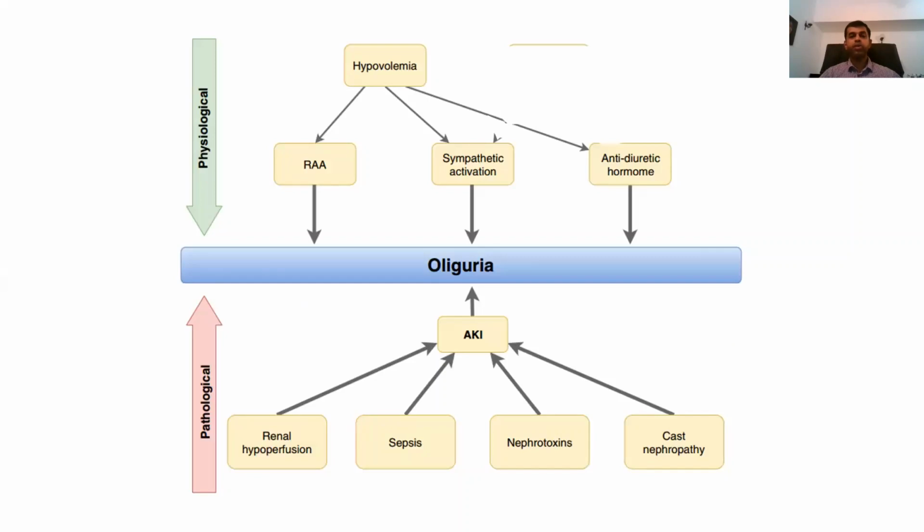I stop with this slide again. Oliguria can be secondary to physiological mechanisms where the body is trying to compensate for your volume losses, your pre-renal causes. And oliguria also can be secondary to acute kidney injury, secondary to intrinsic and obstructive causes where there is a pathological process going on in the kidneys.